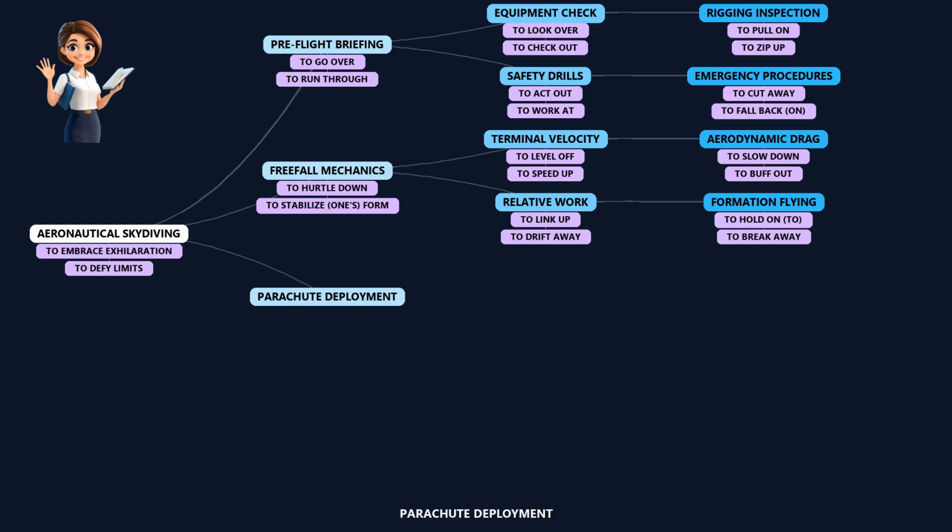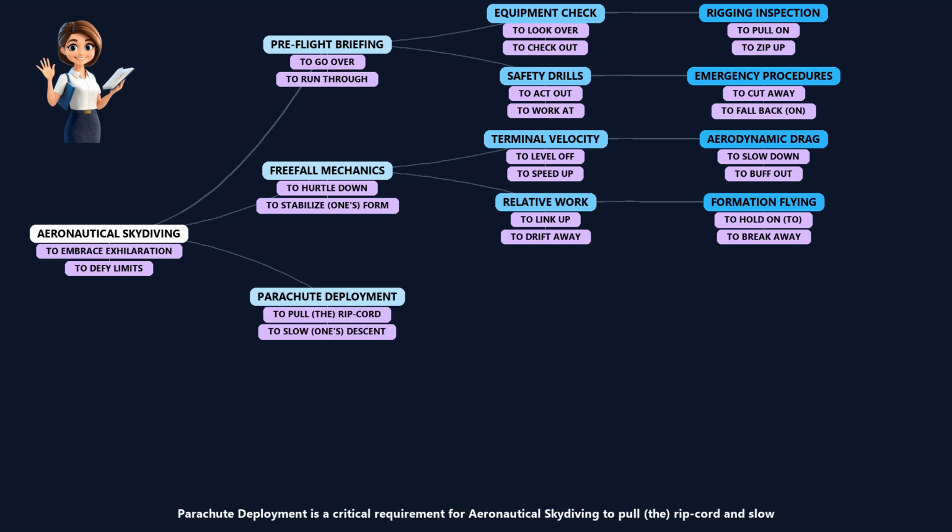Parachute deployment. Parachute deployment is a critical requirement for aeronautical skydiving to pull the ripcord and slow one's descent safely. Effectively, this is the magic moment when the fabric opens and you stop falling like a stone.